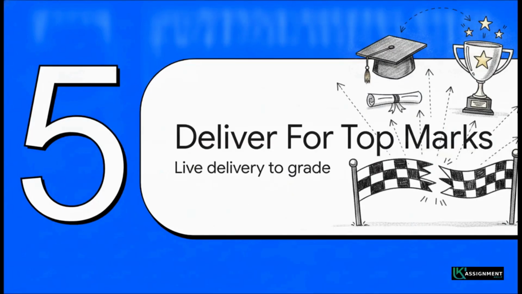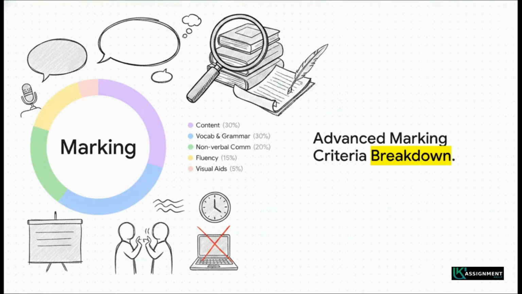Finally, Section 5, Delivering for Top Marks. Let's look at how your live delivery actually translates into your final university grade. This advanced marking criteria scheme is incredibly revealing. Look at what carries the most weight here. Content and grammar account for 60% of your grade. To put that into perspective, what you say and how accurately you write it completely dominates the rubric. Nonverbal communication is 20%, fluency is 15%, and visual aids, they're only worth 5%.